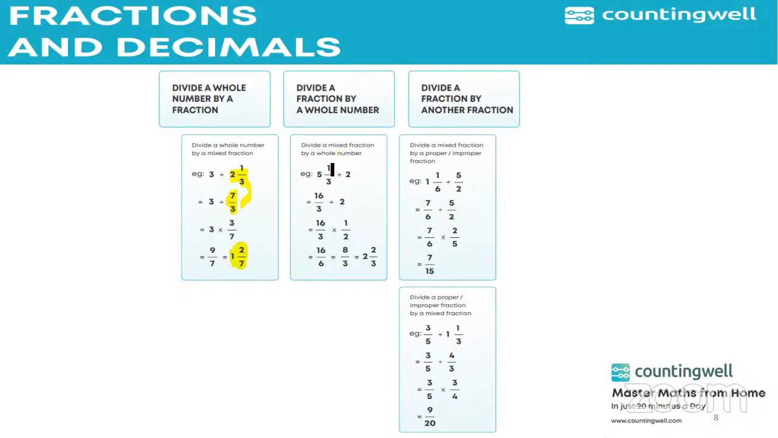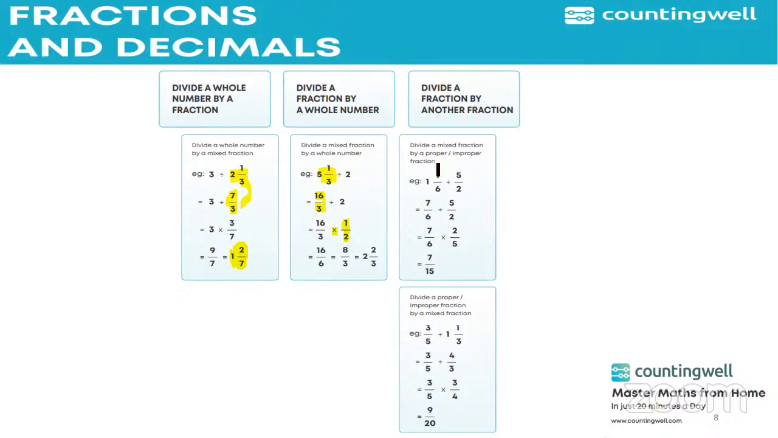To divide a mixed fraction by a whole number, again we are converting the mixed fraction into an improper one, and then by taking the reciprocal of the divisor and replacing the division sign by multiplication, we will get the division of the two numbers.